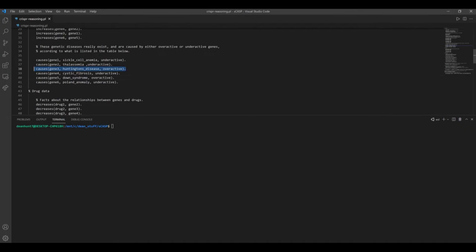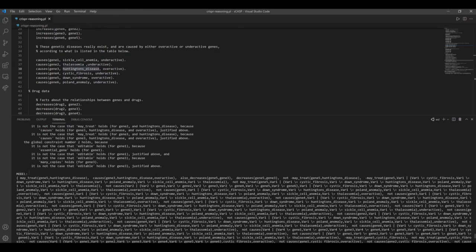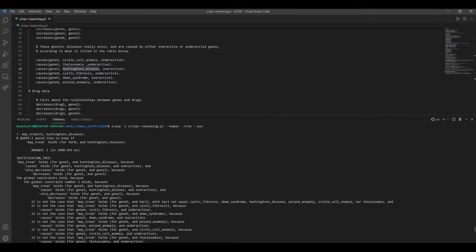We can see in line 38 that we've defined that an overactive gene 3 causes Huntington's disease. So we're going to use the may treat predicate to see what variable x may treat Huntington's disease. After the query, we can see that the model is quite complicated. This is because the logic tree must go through many trees in order to reason out the justification. So here we can see that gene 5 may be able to treat Huntington's disease. This is because an overactive gene 3 causes Huntington's disease, and the decrease relation holds for gene 5 and gene 3. So because gene 5 decreases the overactive gene 3, it may be able to treat Huntington's disease. This is one application that can be used with a given disease and a variable x.